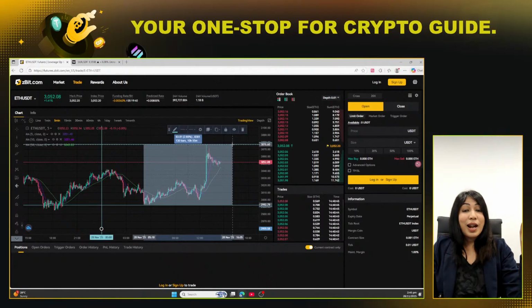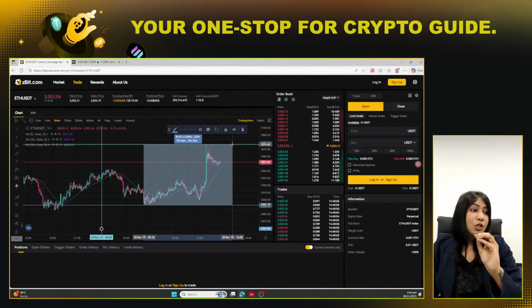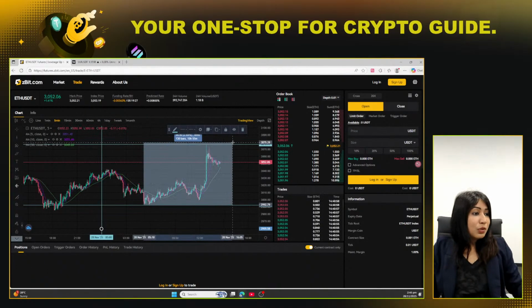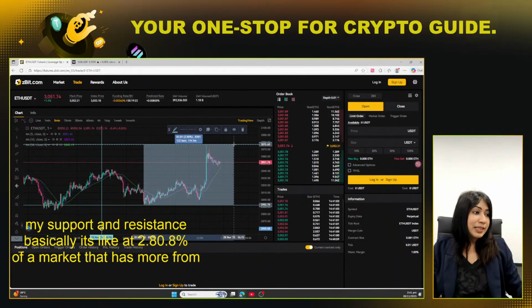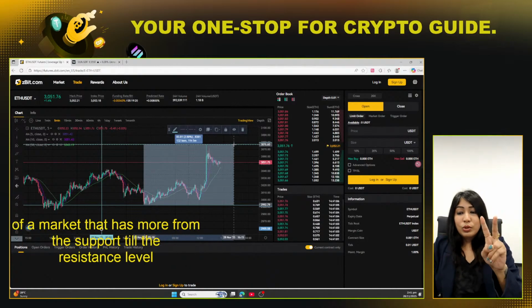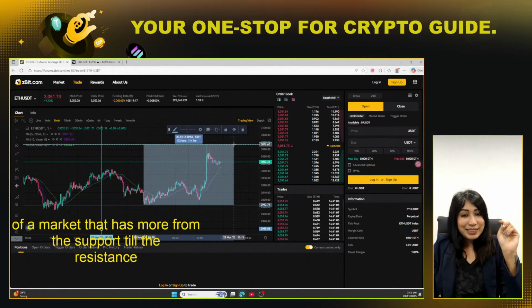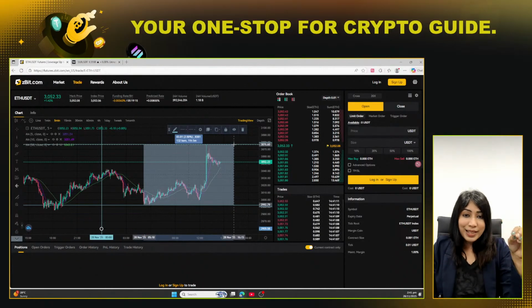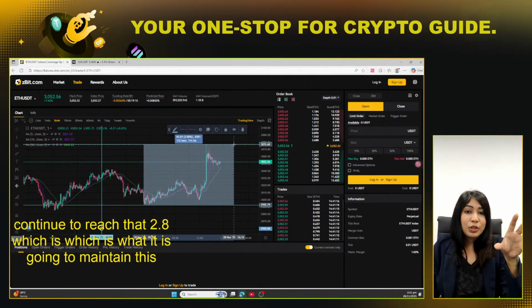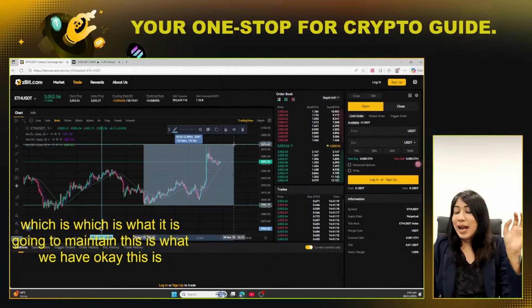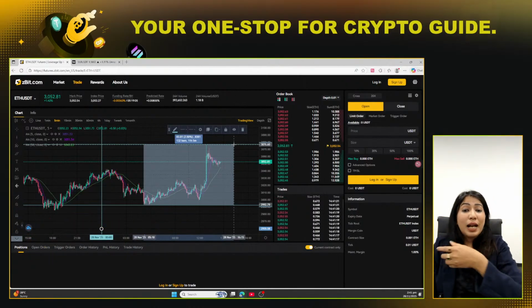Obviously, crypto markets run for 24 hours. We are not looking into that. We are just trying to capture it from 12 hours. Here you can see it was almost a 2.8% move from the support to the resistance level. Here there are two things again: the probability of it continuing to reach that 2.8%, which is what it is going to maintain. This is what we are assuming. These are all assumptions, and how we take trades is basis assumptions only, right?